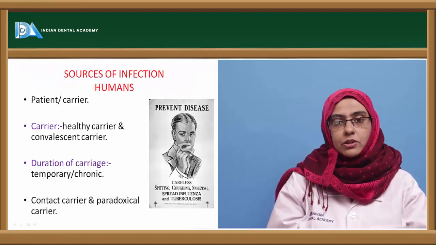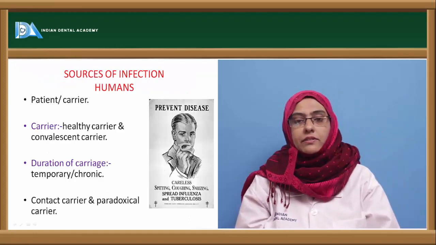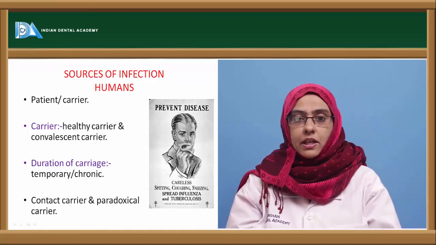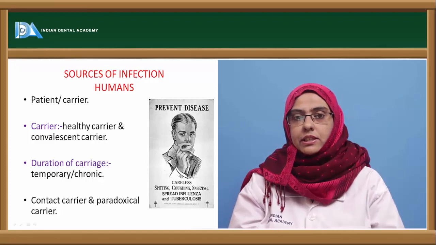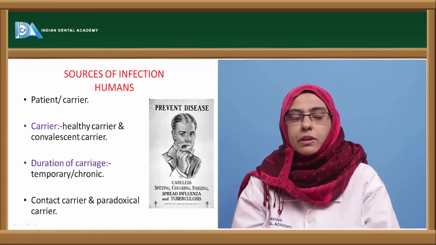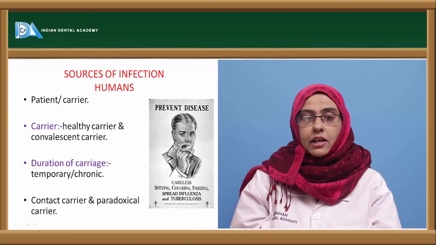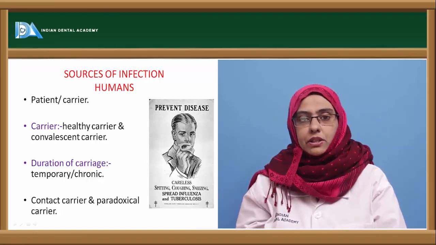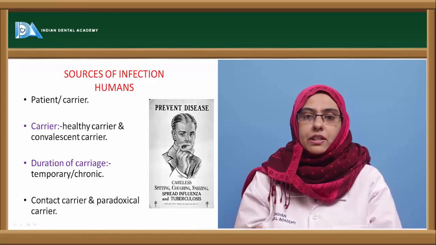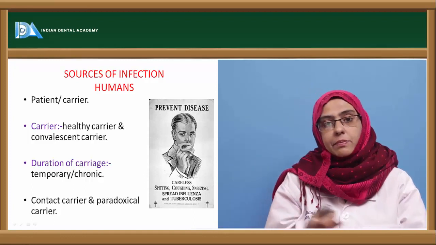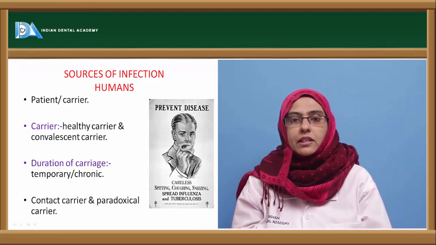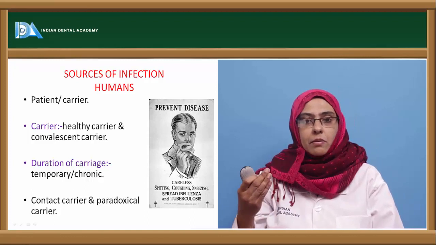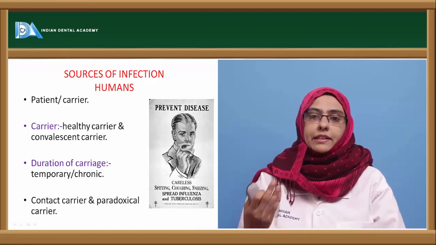Now next, coming to the sources of human infection. What are the different sources from which a human can get diseases from external sources? The first source of infection is the human itself. A human can carry the organism with himself and can transmit the disease from one person to another. So the first source of infection is humans themselves. They can be a patient or they can be a carrier. Patients are the ones who are suffering from the infection, and carriers are the ones who carry the infection but do not show the symptoms related to it.